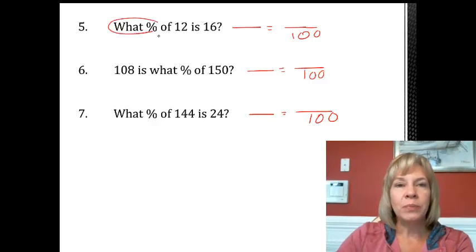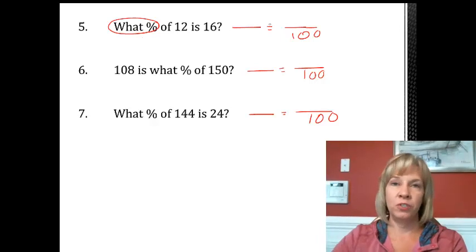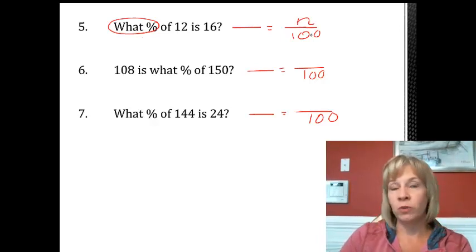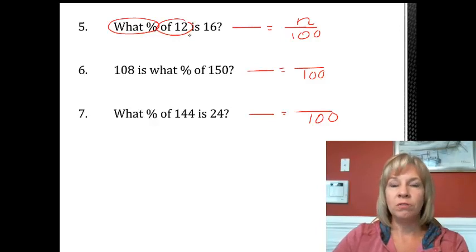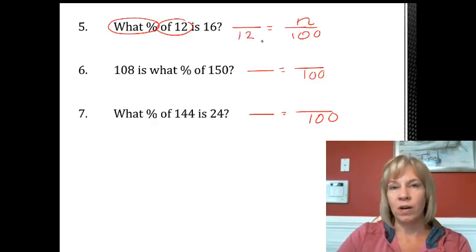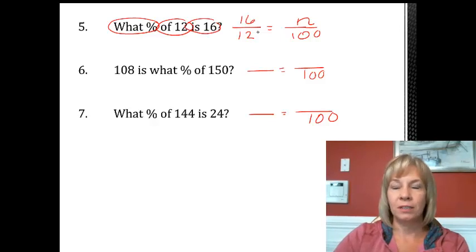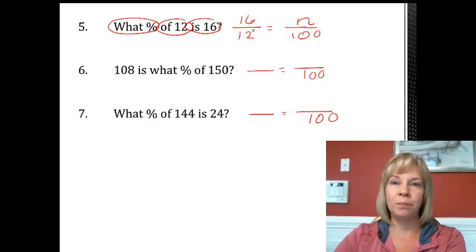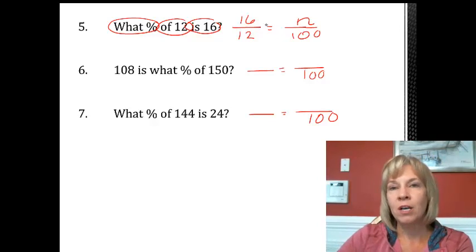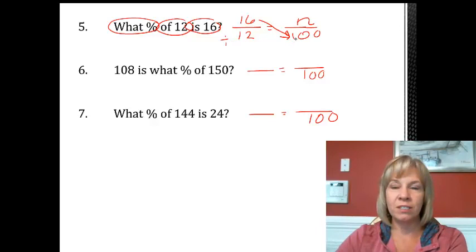It's asking what percent. That means I don't know the percent. So that's where my variable is going to go. See, that makes it kind of obvious. What percent? I don't know the percent. Of 12, so of is 12, is 16. All right, so it very clearly stated where to put each number if we know that little formula I gave you. All right, so when we cross multiply, remember we multiply the two numbers that we know. 16 times 100 divided by 12.